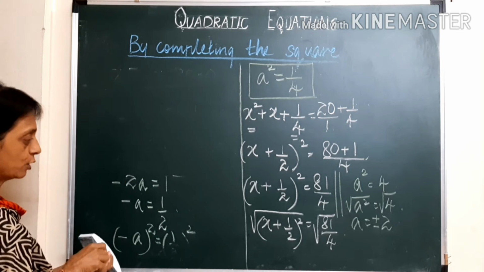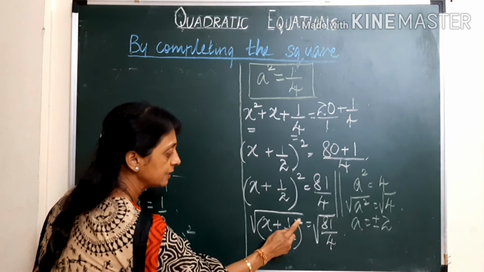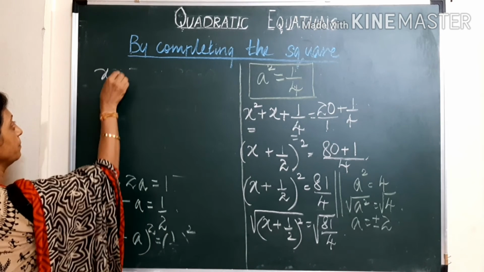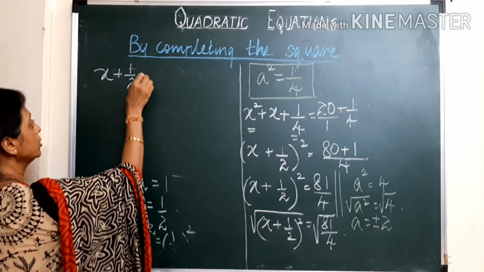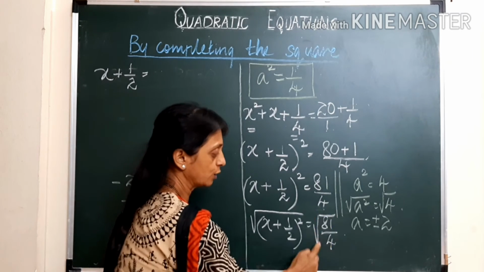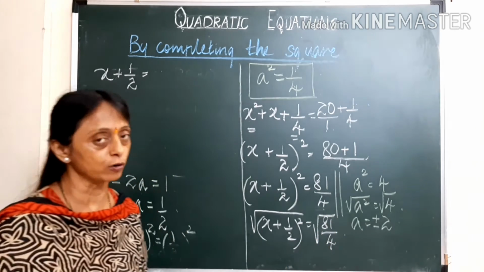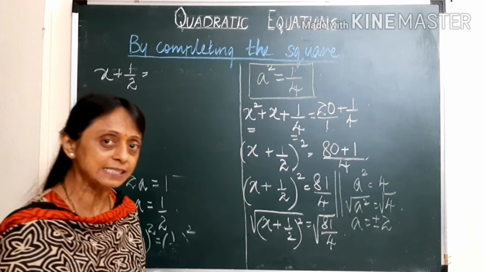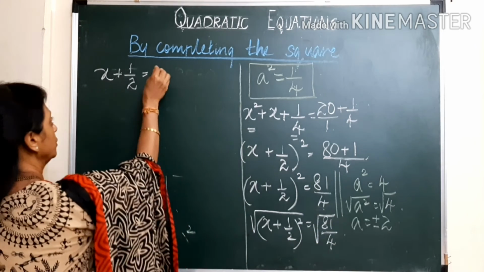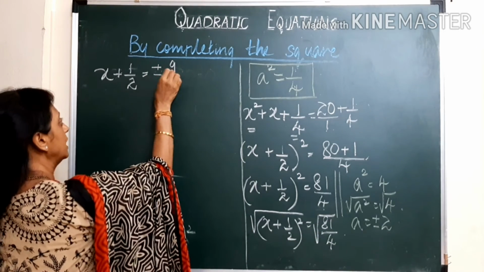Now, what is the square root of a square? It will only be a. What is your a over here? x plus 1 upon 2, which is equal to, now over here, it is square root of 81 upon 4. So, the square root will be plus or minus 9 upon 2.